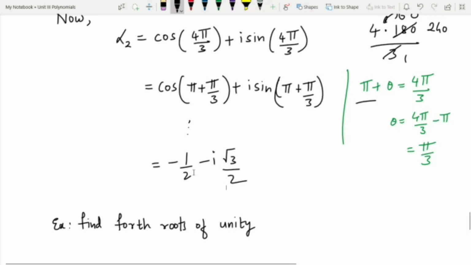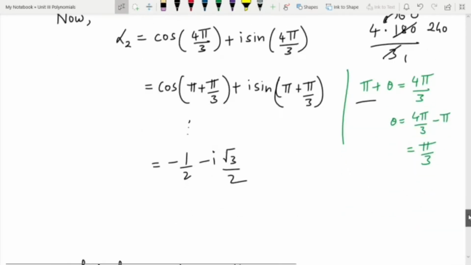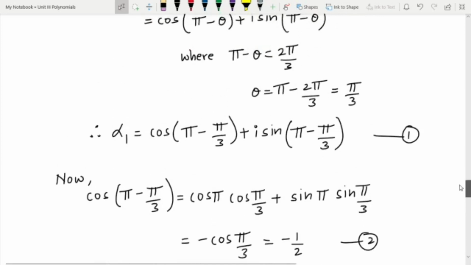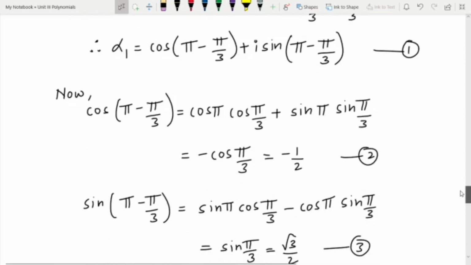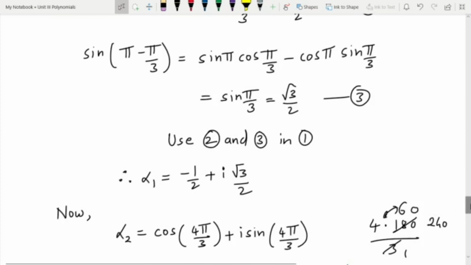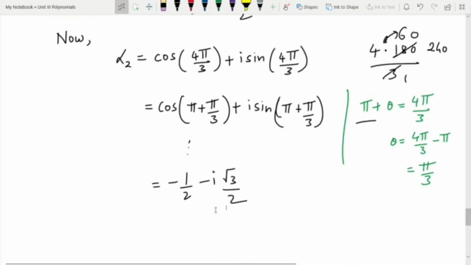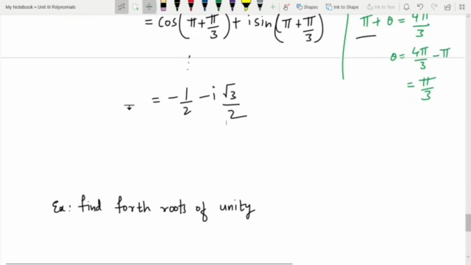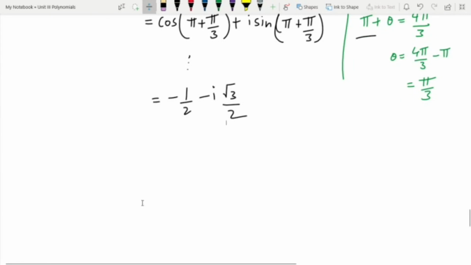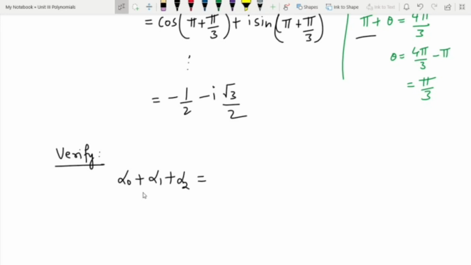Now just check one thing. We now got the cube roots of unity. So what are our cube roots of unity? They are alpha naught, alpha 1 and alpha 2. This was our alpha naught, that was 1. Our alpha 1 was this, and this was our alpha 2. Now just verify one thing, that alpha naught plus alpha 1 plus alpha 2 will be 0, because we have proved the theorem that the sum of nth roots of unity is equal to 0. Let us check whether we really get it to be 0 or not.